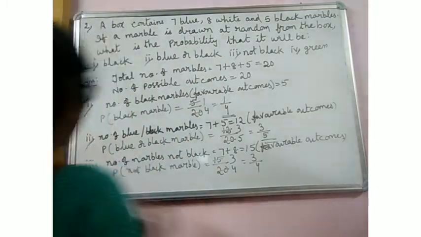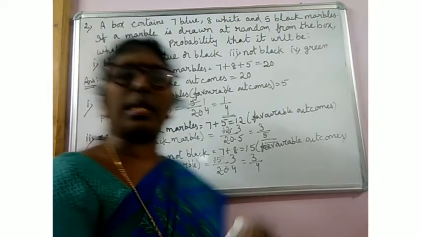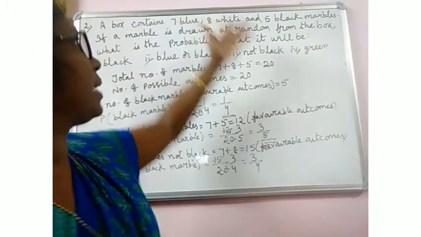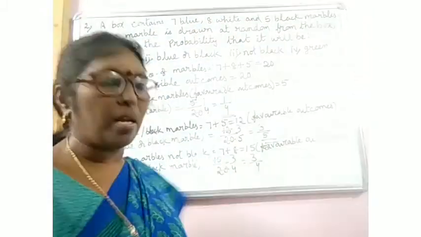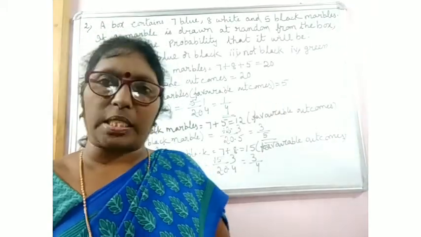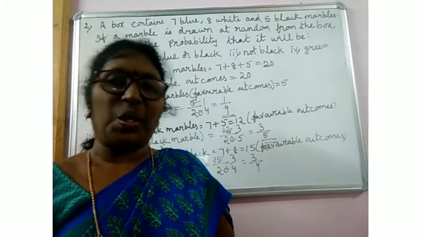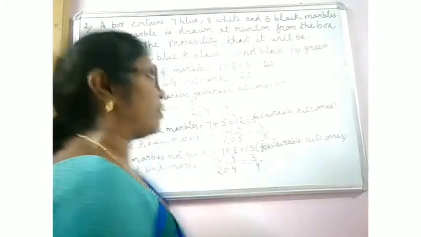And your fourth bit is green marbles. How many green marbles are there? In the question nowhere green is there. 7 blue, 8 white, 5 black are there. But there are no green marbles. Asking what is the probability of a green marble? You know that no green marble is there.